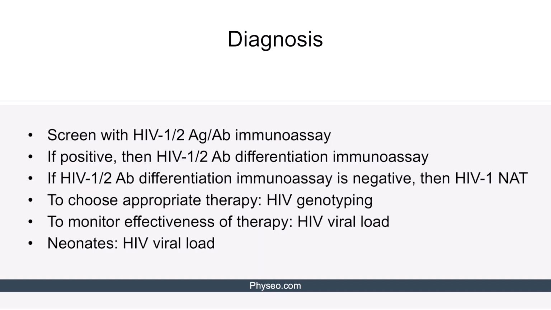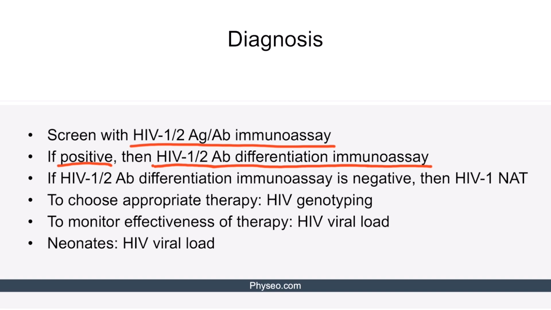If HIV is suspected, the patient should be screened with an HIV 1/2 antigen antibody immunoassay, which looks for the P24 capsid antigen and anti-glycoprotein 120 antibody in the patient's plasma. If this test is positive, then we should confirm HIV with an HIV 1/2 antibody differentiation immunoassay, which differentiates antibodies towards the HIV 1 and HIV 2 virus.